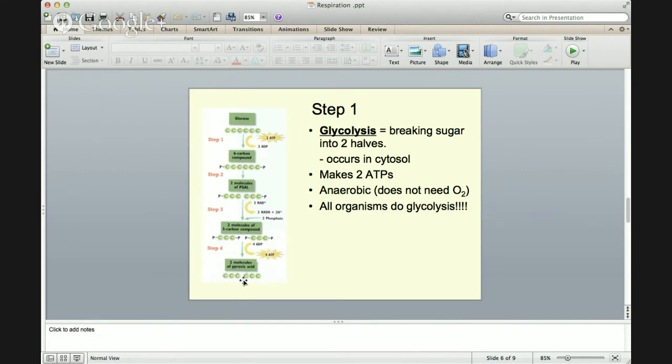Each has 3 carbons. So I've basically taken glucose and cut it in half. But as you can see in that process, I've made some ATP, right? So I get 2 ATP from glucose. This part is actually considered anaerobic. It doesn't need oxygen. There's no oxygen involved in this step. It just happens out there in the cytosol, and every organism on the planet does this. So this is the one step that everything can do. Even those single-celled organisms can do this part.